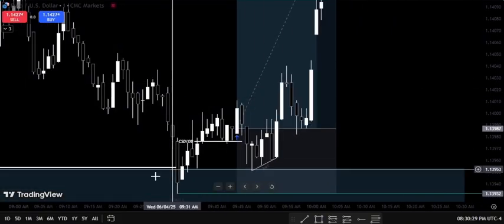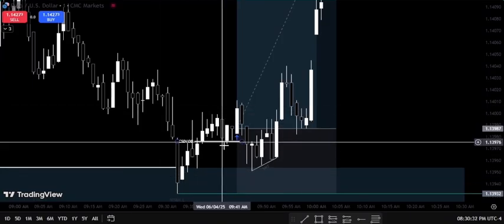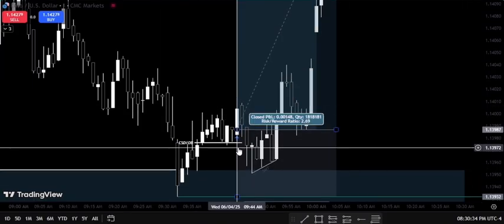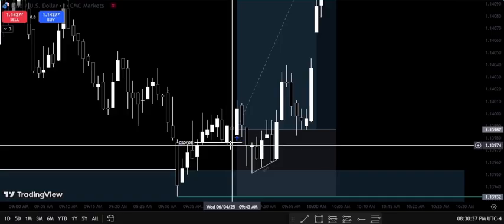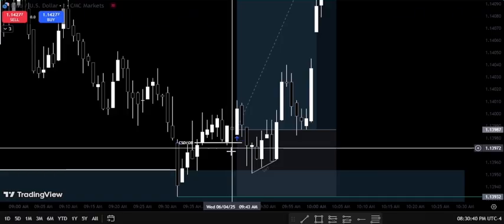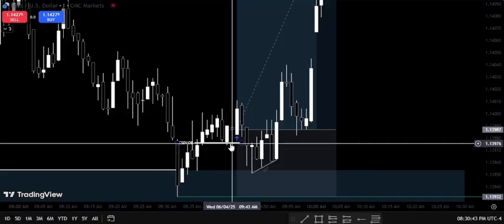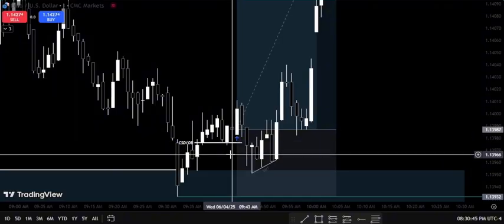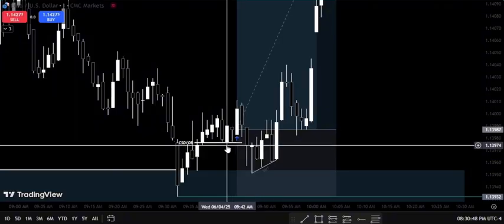So now after that close above, we wait for a retest, and as you can see on this retest, this first candle here, this 9:42 a.m. candle, we do not close below. We wick it and we close back inside the range. So that tells me that that is a great entry and that I can enter off of that.